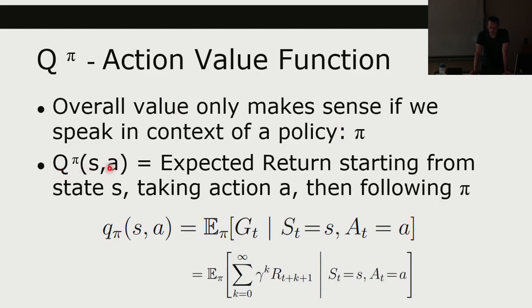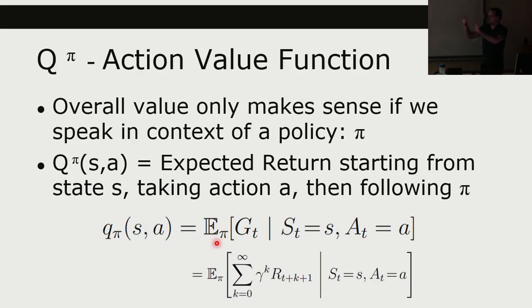So instead of just Q of A, it's Q pi of S, A. And this basically tells us what is the expected return if we start from state S, do action A, and then keep following a policy pi. Okay, so I've done one action, but then I'm going to do actions from my policy after this. So Q pi of S, A, mathematically speaking, is the expected value, right? The expected value given a policy.